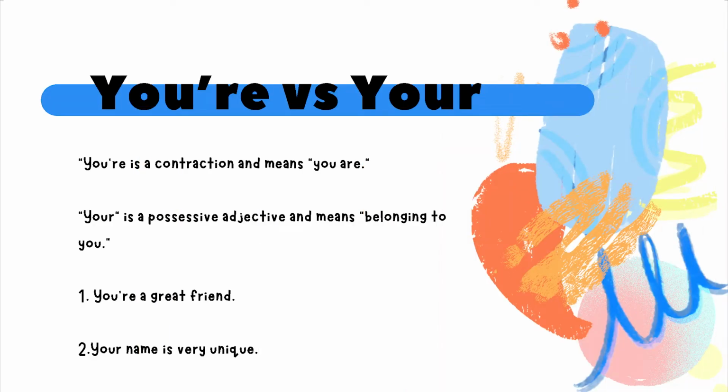Your versus you're, these two are pronounced exactly the same, but of course the uses are different. YOU'RE is the contracted form of you are. YOUR is a possessive adjective that means belonging to you. You're a great friend. We use YOU'RE because what we're trying to say is you are a great friend. Your name is very unique. We use YOUR because your name belongs to you.